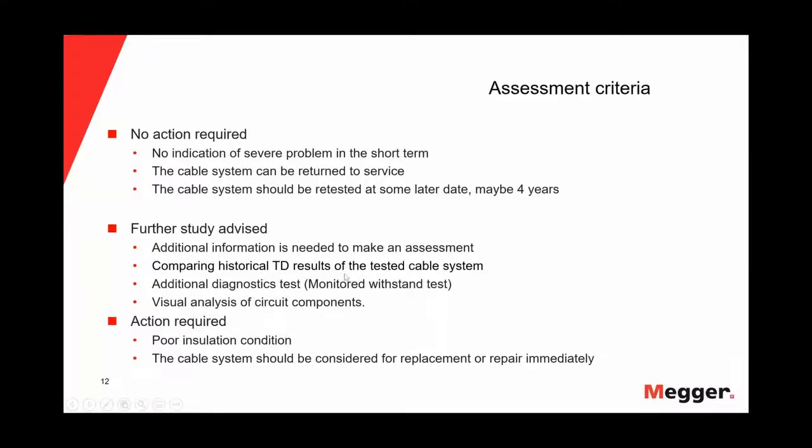This is important because historical would mean that you've done this more than once in an aged circuit, not new. An example of this would be a cable run that before had a failure, you added a splice, and so you had the data before the splice, and then you would have it after the splice. Additional diagnostics include a monitored withstand test and visual analysis of circuit components. And then of course, action required would be poor insulation condition. The cable system should be considered for replacement or repair immediately.